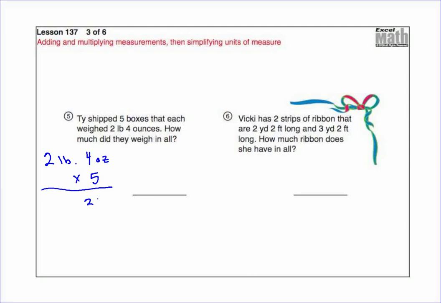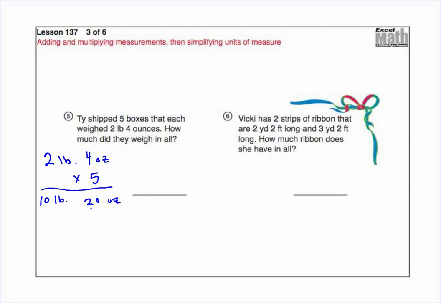4 ounces times 5, well, that's going to be 20 ounces, right? And then 2 pounds times 5, that's 10 pounds. So my answer is 10 pounds, 20 ounces. Well, how many ounces are in a pound? There are 16 ounces in a pound.